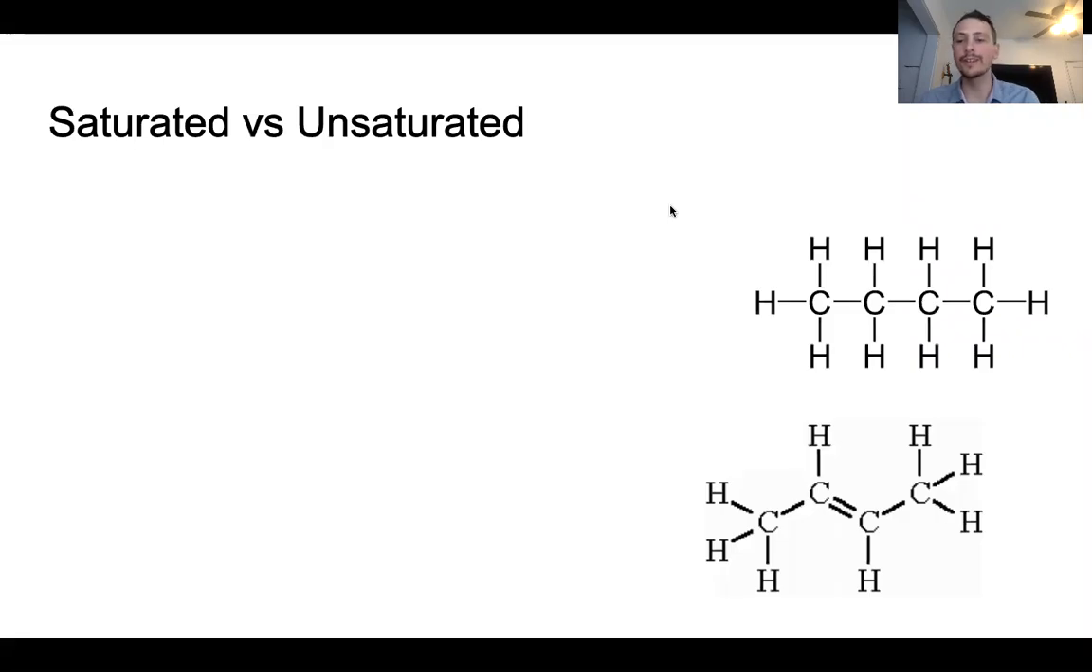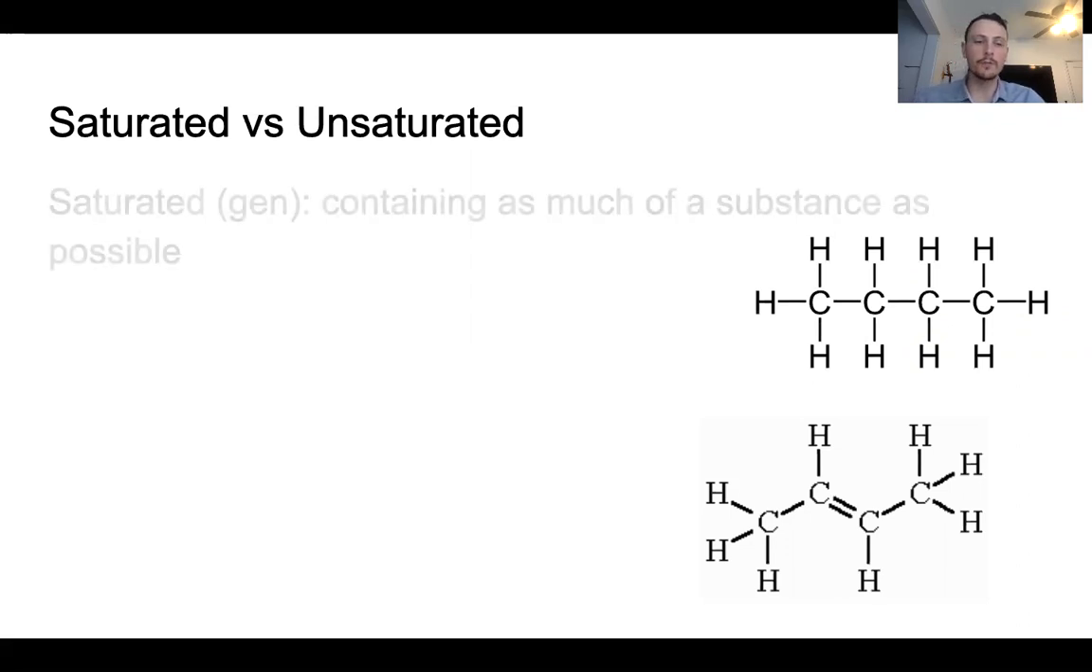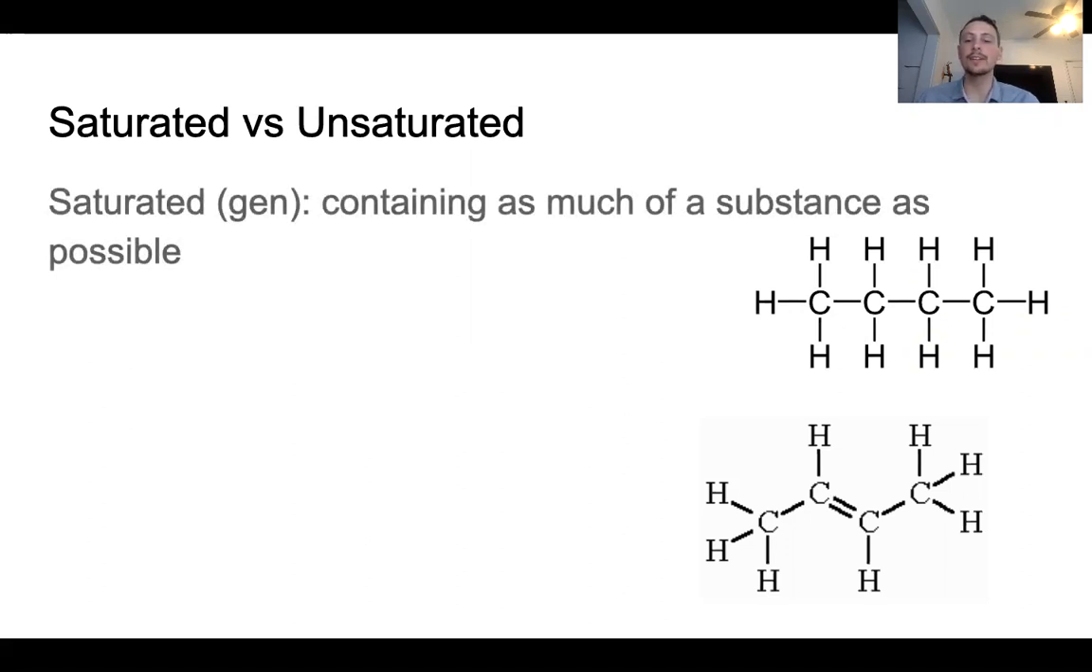Hello everyone. Today's lesson is on alkanes, which are the simplest form of organic molecule. So, to understand what an alkane is, we need a couple definitions of some terms we're going to be using. The first one is saturated versus unsaturated. We've heard about these words before. We've used them in our normal conversations. Saturated means it contains as much of a substance as possible, right?